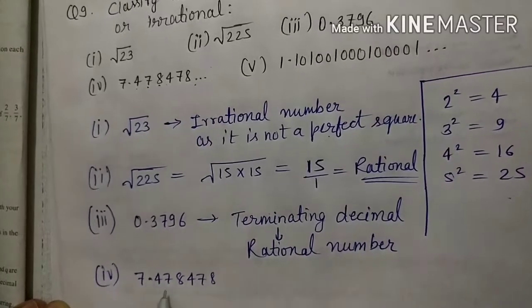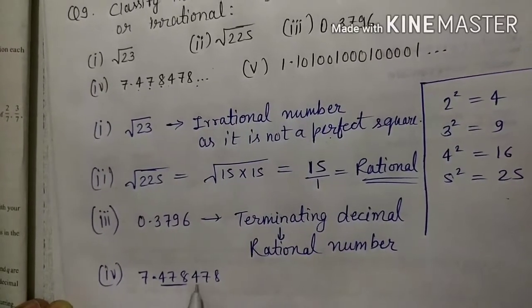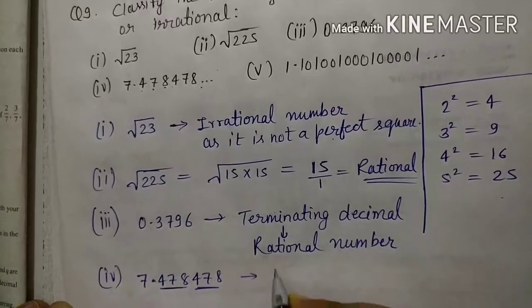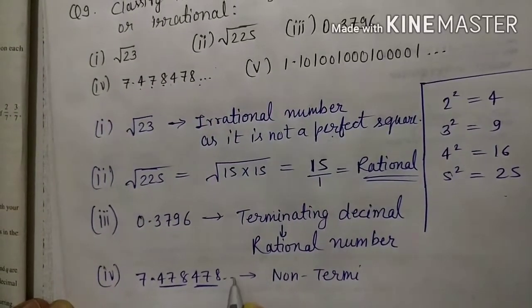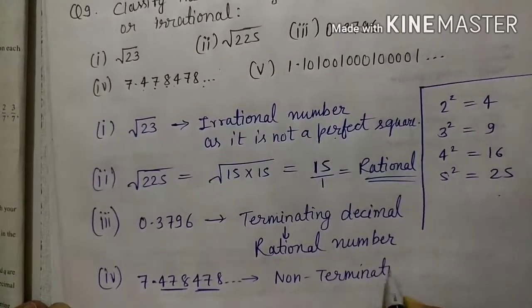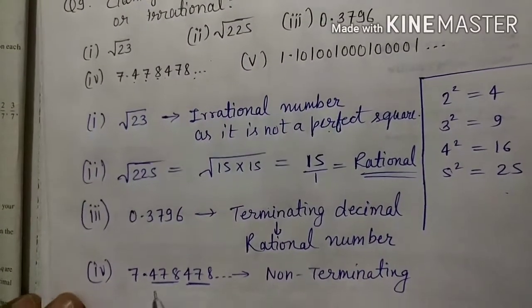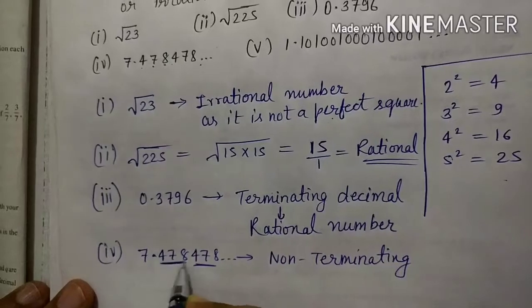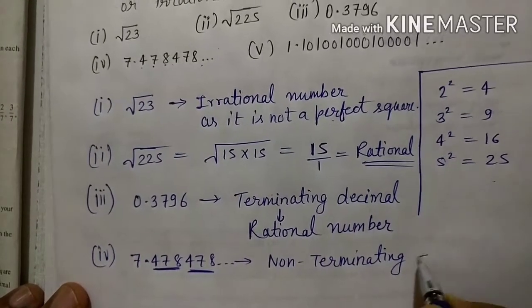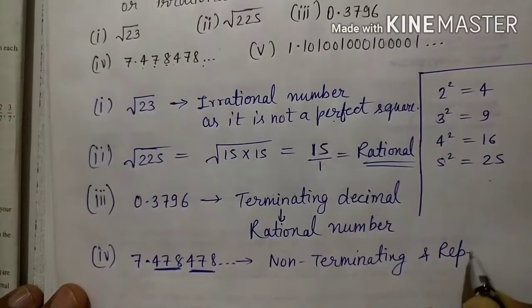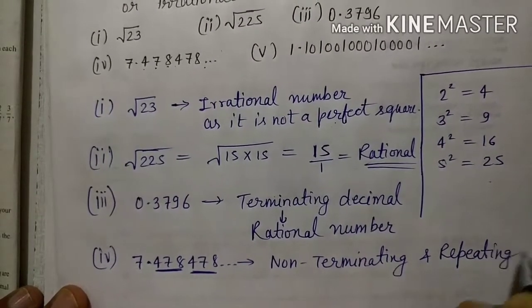7.478478. It is like this, 478 and 478. First thing, it is non-terminating because it is not ending, it is continuing after this one. But just check, is it non-recurring also? No. 478 478 and the dotted line, so it is repeating. It is non-terminating but repeating decimals, we can say.